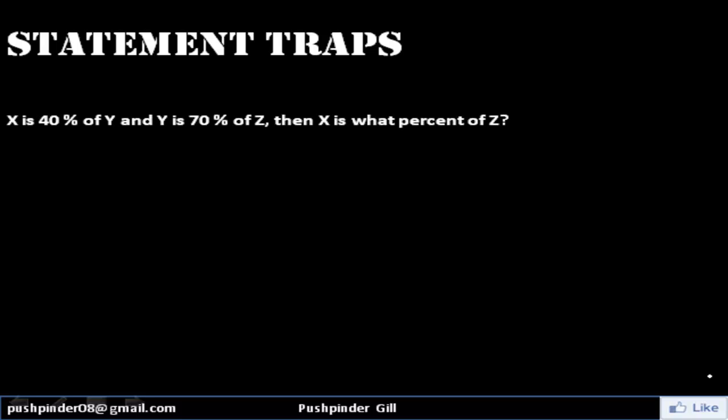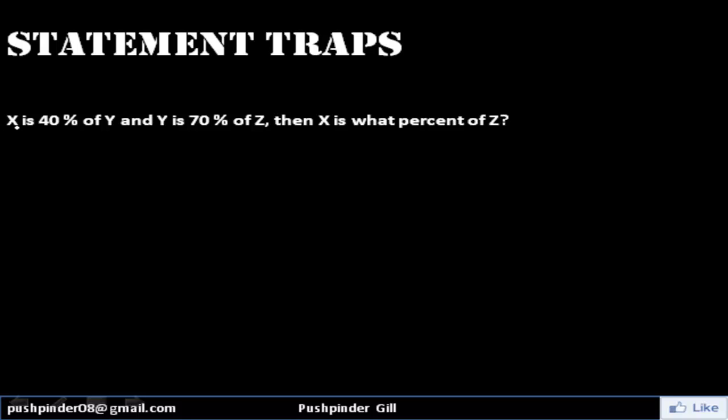Now let's see, when we use more than two statements, we make a kind of statement trap. When I use the statements I have given earlier, we get a statement trap. Let's see what kinds of statement traps can come in your questions. The first kind is the simple trap. That is, X is 40% of Y, Y is 70% of Z, then X is what percent of Z.